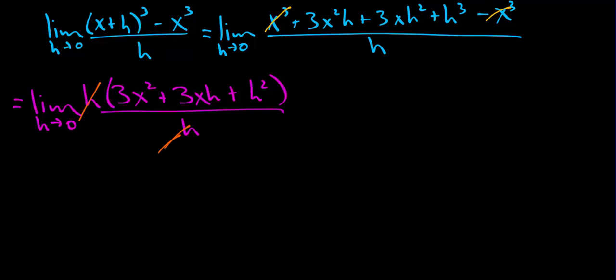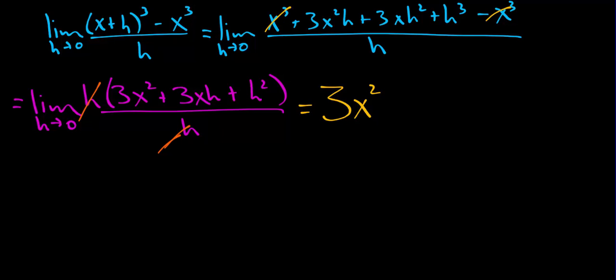So what is that one? If you let h go to 0, all the h terms are 0. What do you got? Yeah, that's it. That's the ticket. 3x squared. Okay, now, one more on this.